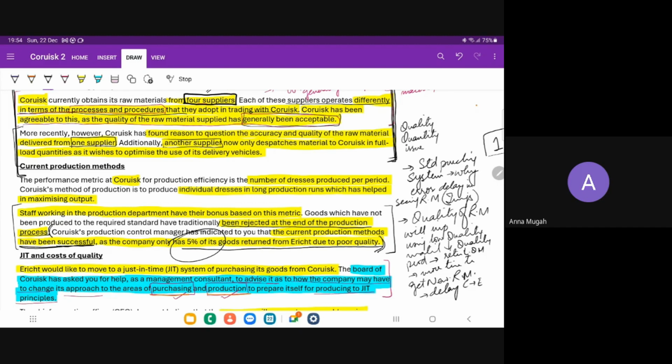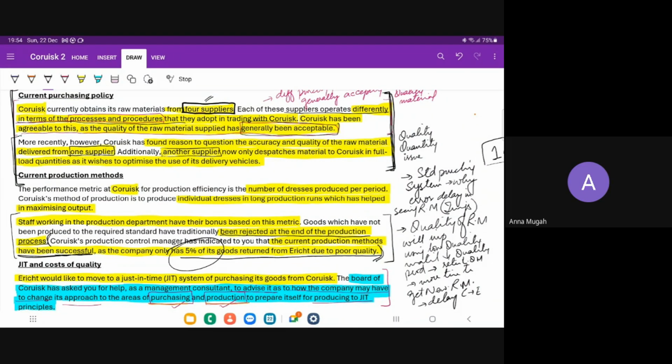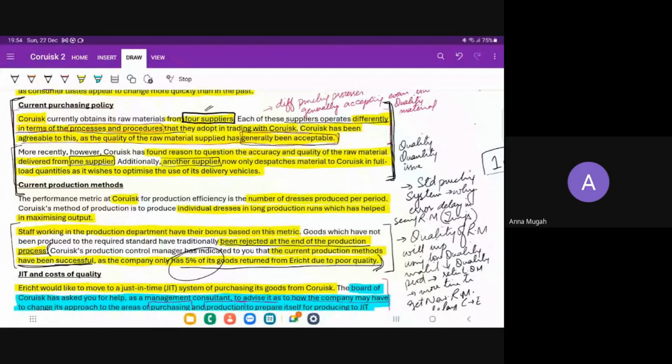So one part is actually the identification of the improvement needed, and one part is related to the Y factor. And that Y factor, if you do not write it, you will not get marks. You will not even get general marks for that. Okay. What is the third thing which we probably need to change? It is that one supplier is having raw material quality issues.